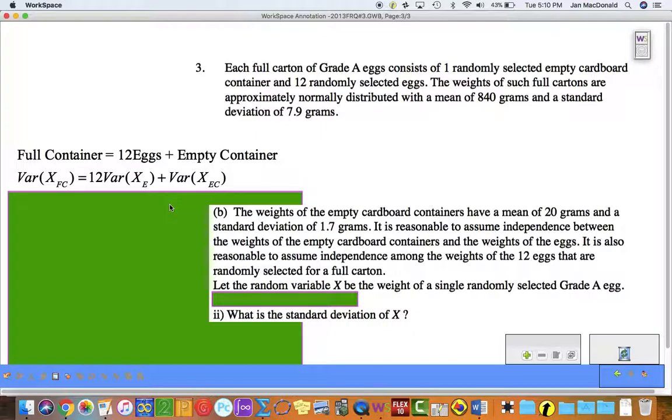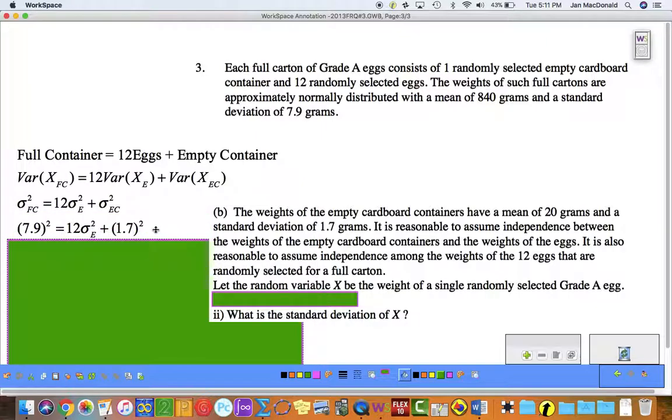So again, we're going to plug it in. We're taking a look at the original prompt and we see that the standard deviation of the full carton is 7.9 grams. Just a reminder, we're using variance, so it's standard deviation squared. So we're going to put in 7.9 squared equals 12 times the variability in a single egg squared plus the variability of the carton squared. And that came right here in part B.